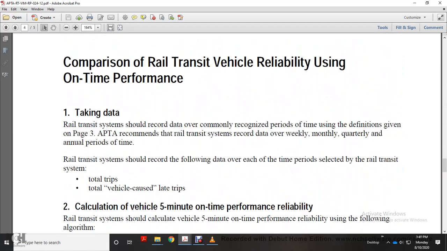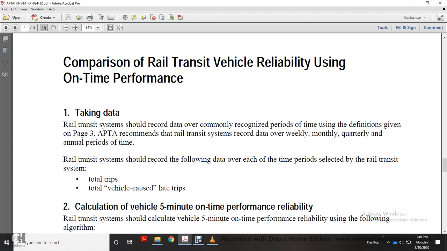Comparison of rail transit vehicle reliability using on-time performance. Taking data: the rail transit system should record the data over commonly recognized periods of time, using the definitions on page 3. The American Public Transportation Association recommends the rail transit system record data over weekly, monthly, quarterly, and annual periods of time.